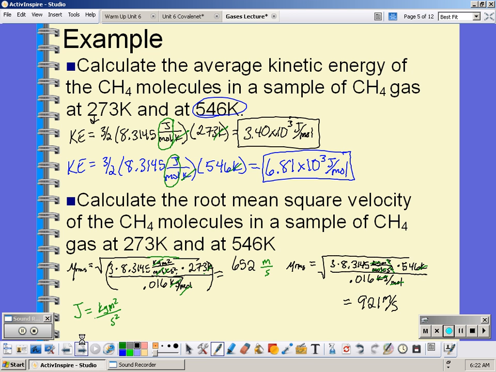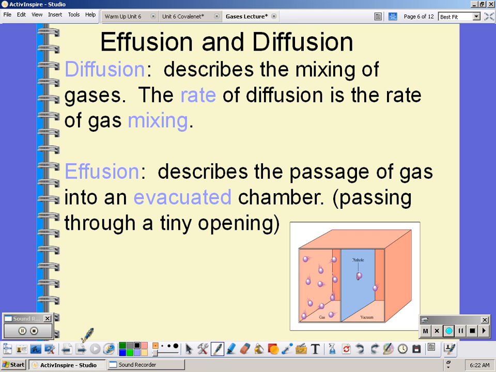Effusion and diffusion. Diffusion describes the mixing of gases. The rate of diffusion is the rate of gases mixing. Effusion describes the passage of a gas into an evacuated chamber or passing through a small opening. So this picture down here shows the effusion of a gas.